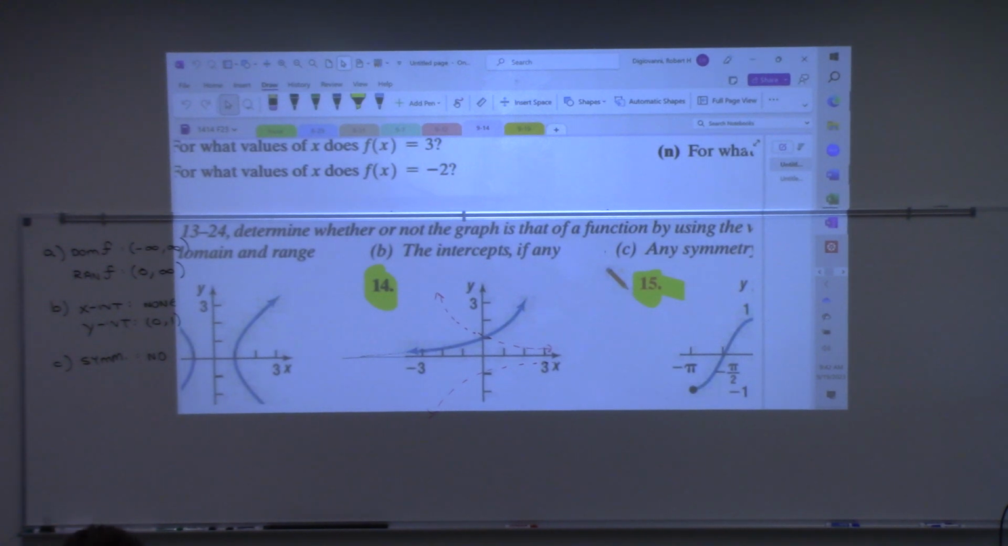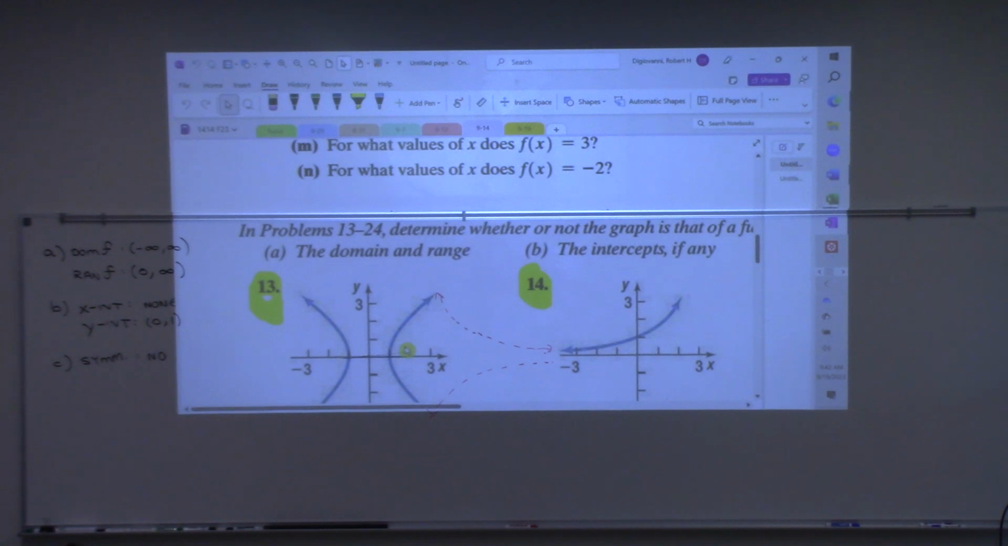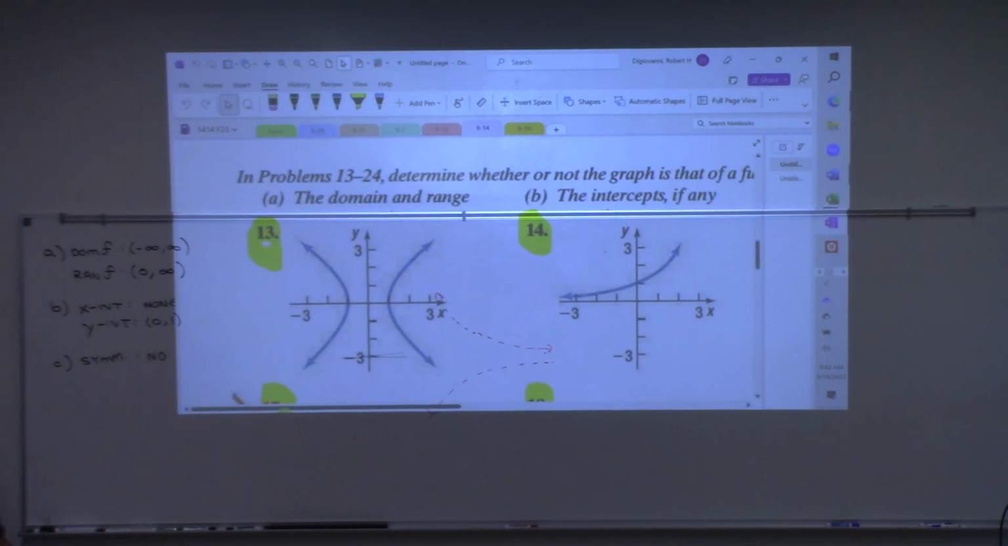Do you want to look at 13? We can look at 13. Let me move it up a little bit. There we go. We can do 13.